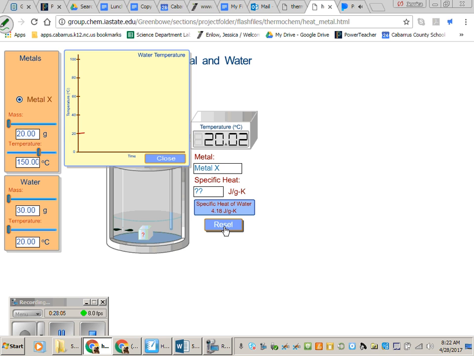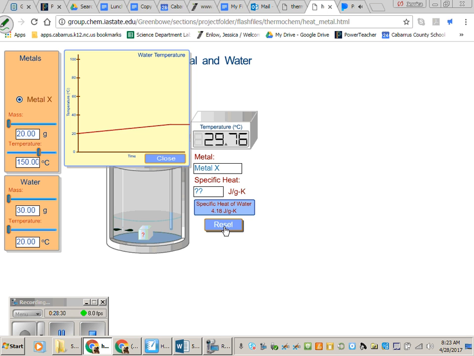The hot metal's going in. Notice what's happening to the water temperature. It's increasing. Why? The metal is hotter than the water, and it is transferring energy to the water, which is reflected as an increase in temperature. Alrighty, I think it's done, so you guys can run this exactly the way I am.